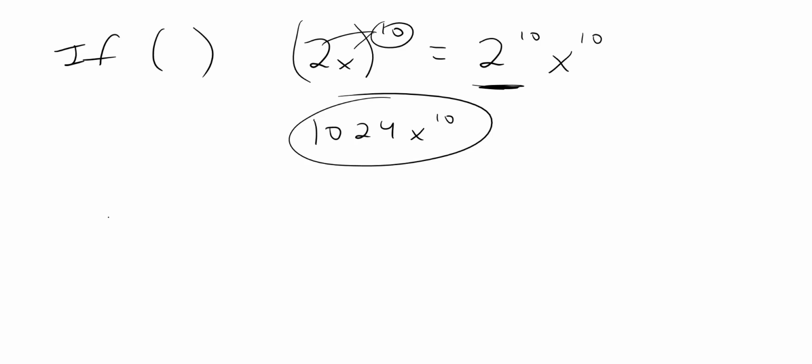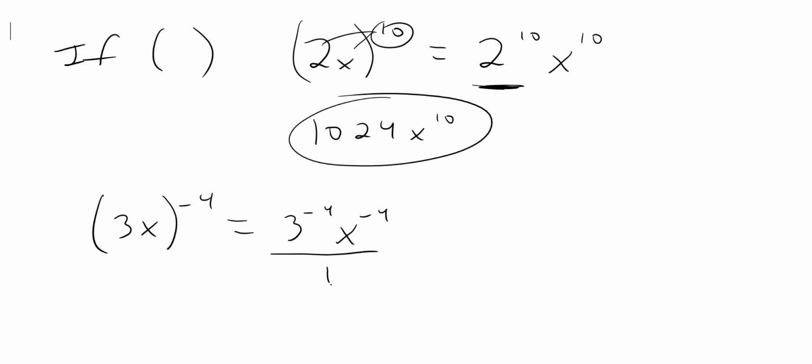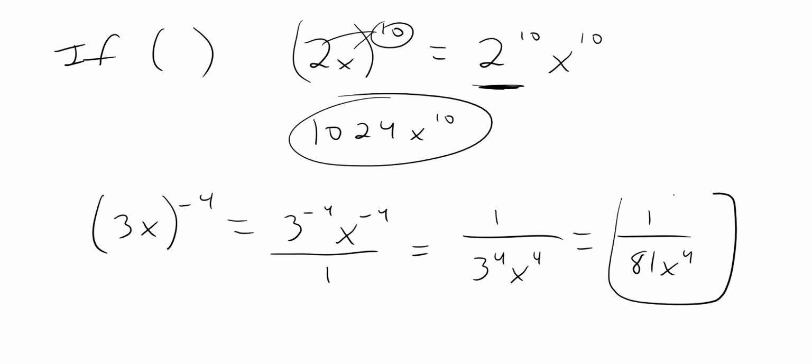One last guy here, if I do 3x to the negative 4th, that's going to be 3 to the negative 4th, x to the negative 4th. So what do you do when you have negative exponents? Remember, put it on the other side of the fraction. If you want, you put a 1 underneath there to help you know it's a fraction, and they both move down. So it's 1 over 3 to the 4th, x to the 4th. And what do you do? You simplify 3 to the 4th. 3 to the 4th is 81. Put it in your calculator. That's 1 over 81, x to the 4th, and that's your final answer.